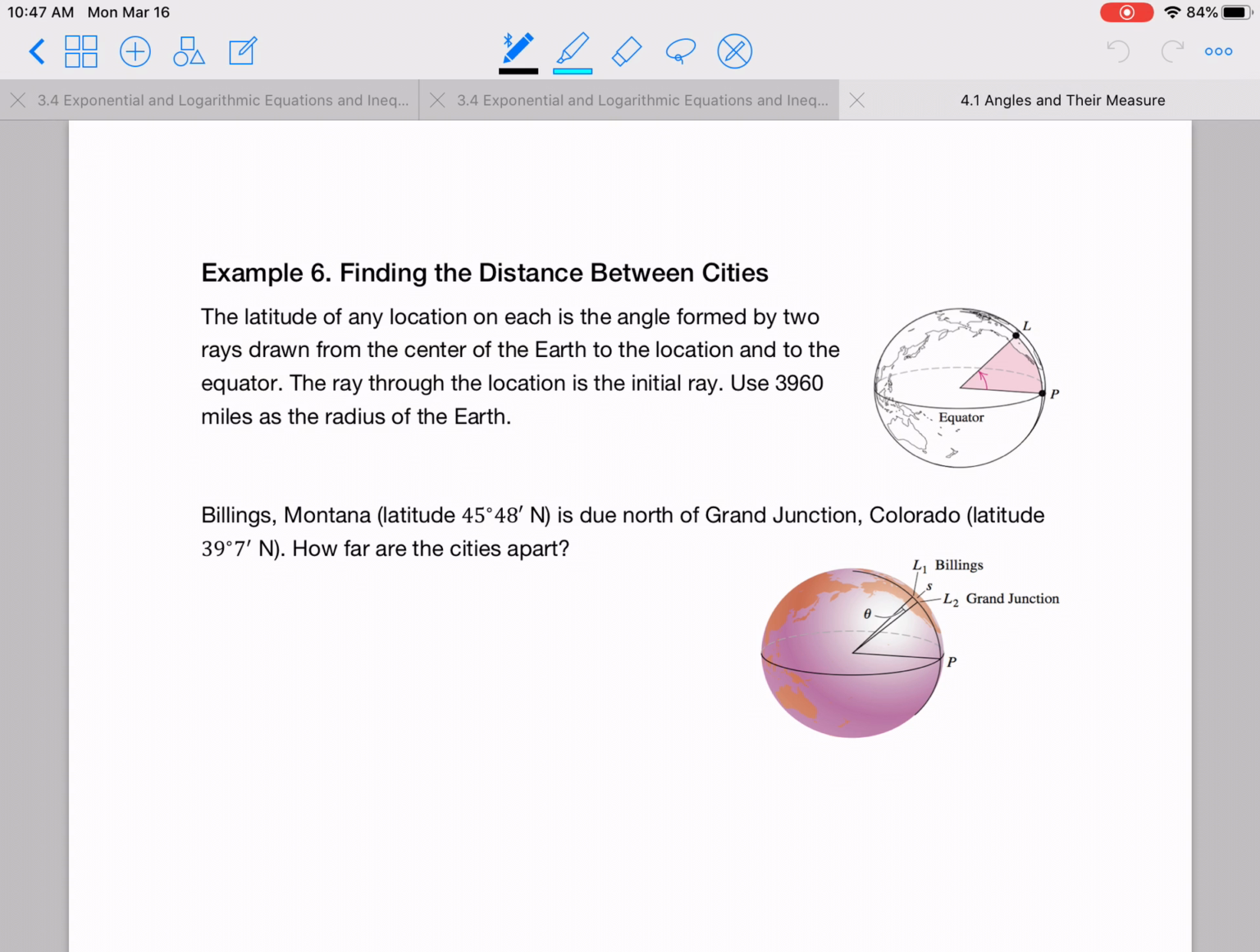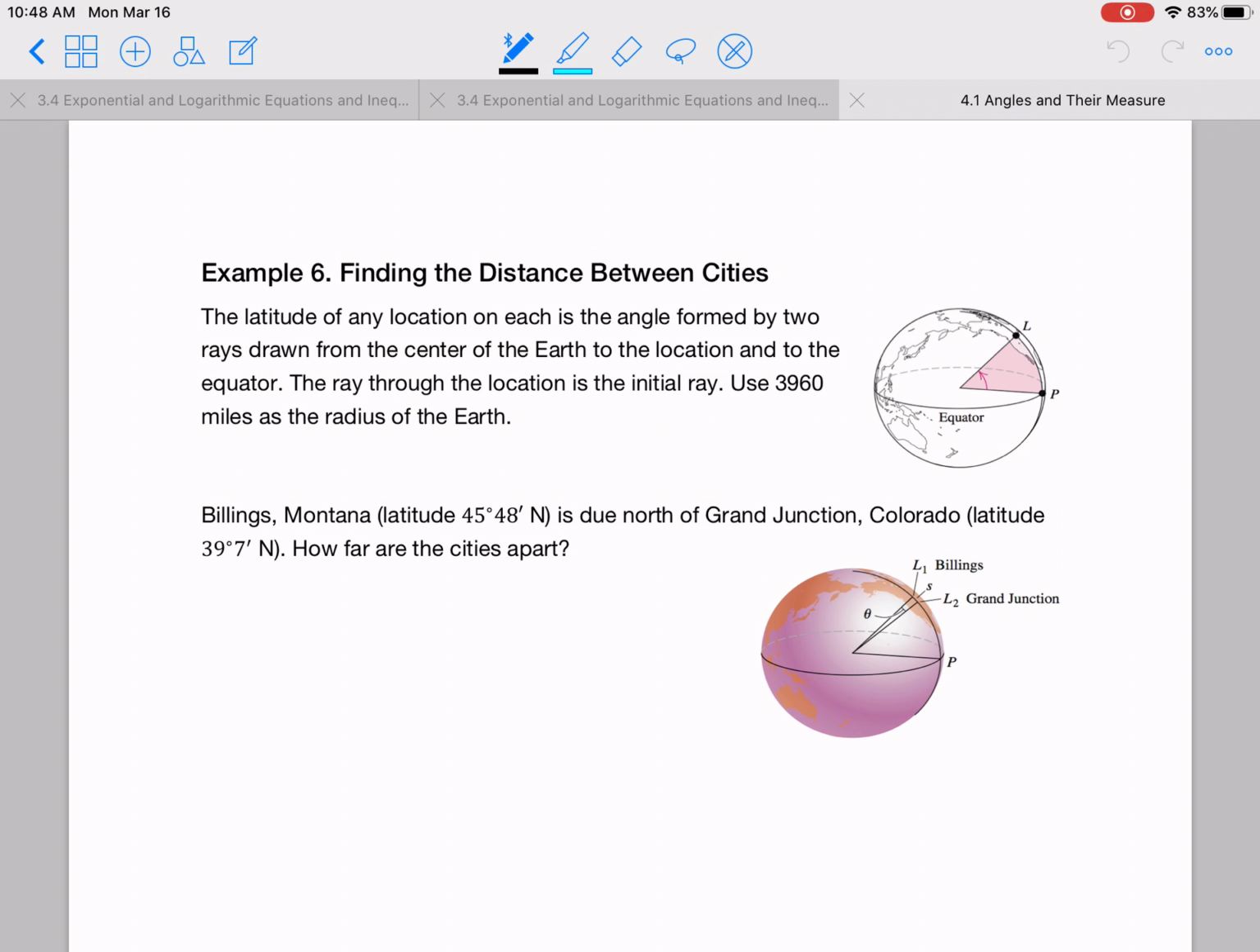So let's take a look at this. The latitude of any location on Earth is the angle formed by two rays drawn from the center of Earth to the location and to the equator. The ray through the location is the initial ray. Use 3,960 miles as the radius of Earth. So let's take a look at this. Billings, Montana, latitude 45 degrees, 48 minutes north, is due north of Grand Junction, Colorado, latitude 39 degrees, 7 minutes north. How far are the cities apart?